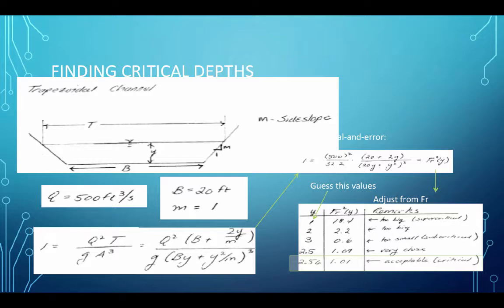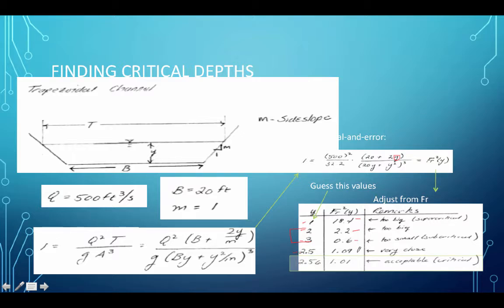The Froude number squared is shown as q squared over g, quantity b plus 2y over m, over quantity by plus y squared over m, cubed. Substitute in the numerical values, and we will just guess values of y. So we set y equals 1, Froude number squared is 18. Too big, in that case that's supercritical. Set y equals 2, Froude number squared is 2.2. Y equals 3, Froude number squared is 0.6. So critical occurs between depths of 2 and 3 feet.